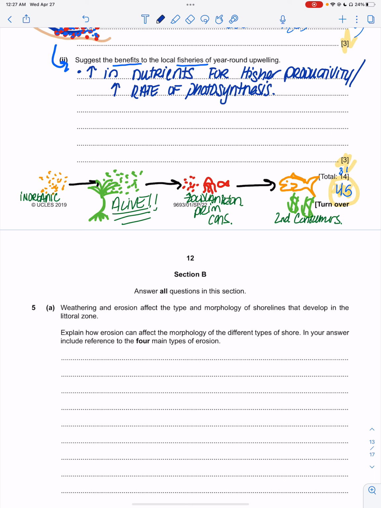And just for the sake of the test being in 12 hours, increase in nutrients for higher productivity, or you could say there's an increase in nutrients for a higher rate of photosynthesis. Higher productivity, again, productivity is the rate of photosynthesis. It's the rate of organic material production. So you could say higher productivity because productivity is the same thing as saying this. These are equal. They're the same word, the same phrase.